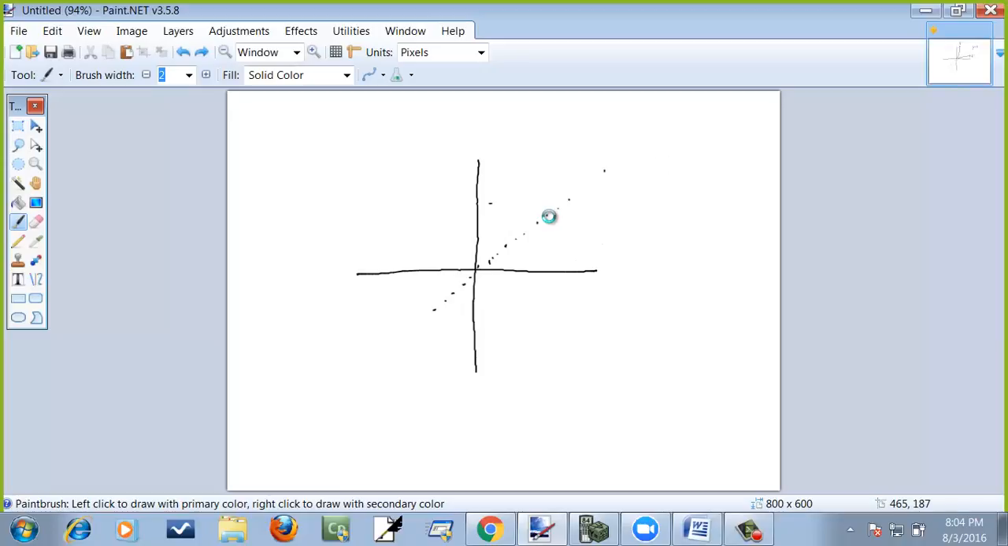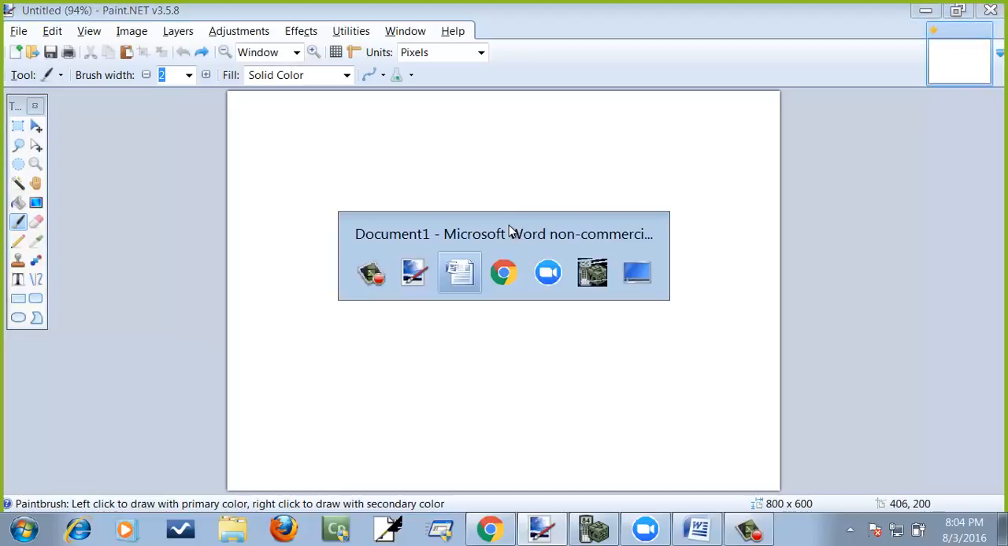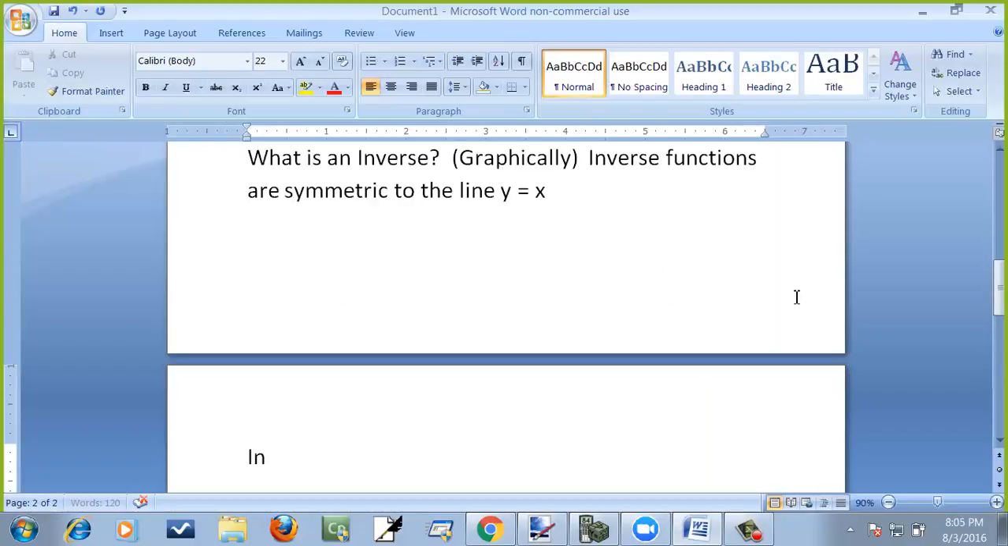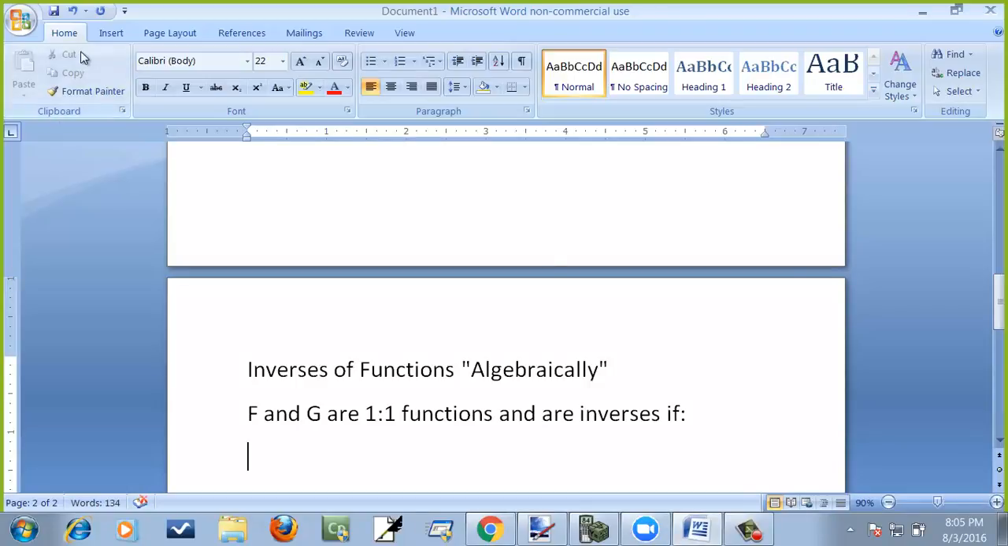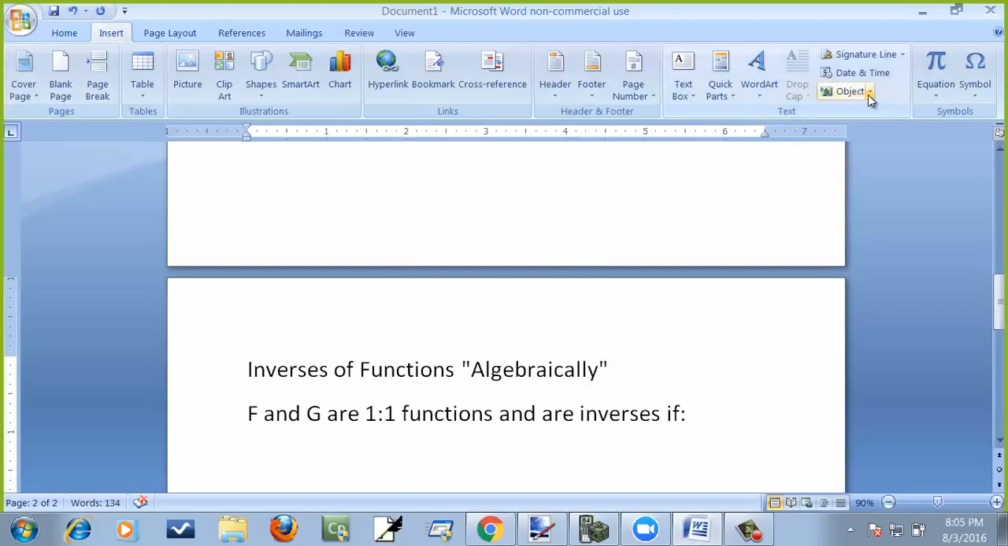And let's talk about what they mean algebraically. Inverses of functions algebraically. F and G are one-to-one functions and are inverses if the following is true. I'll make this a little bit bigger after I add it in.